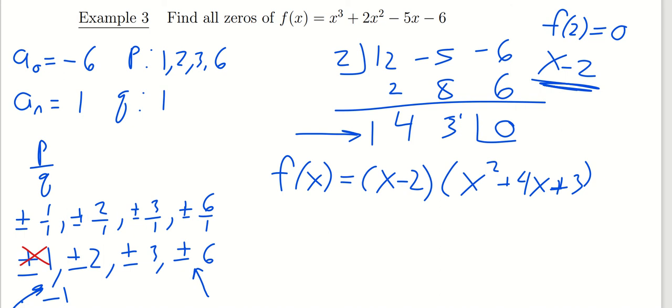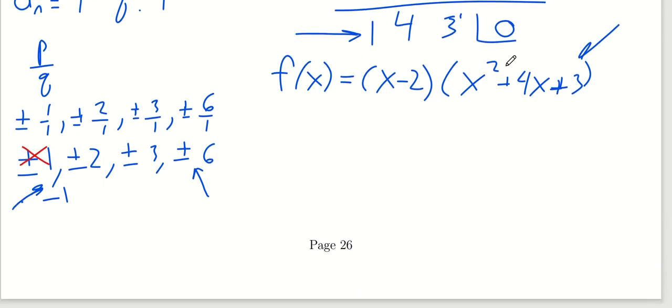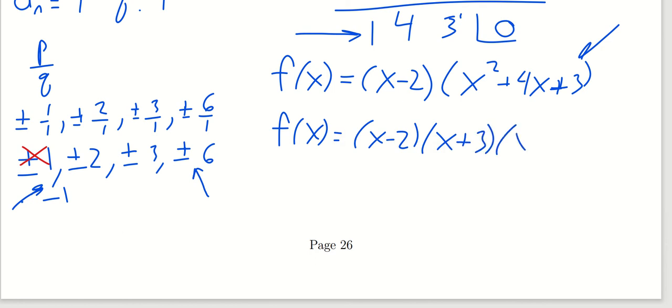And the good news is once you get this part here, we can find the rest of the zeros by using our methods for solving this quadratic piece. This actually factors as x plus 3 times x plus 1. And so the other additional zeros from this, we know x equals 2 is 1.